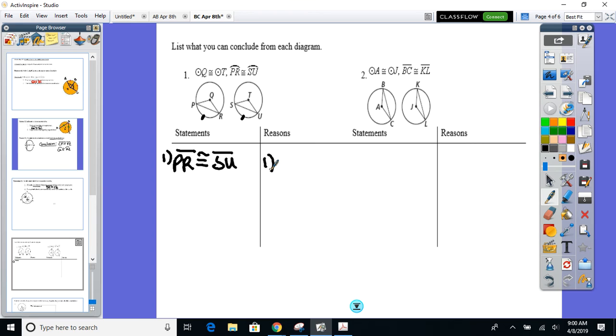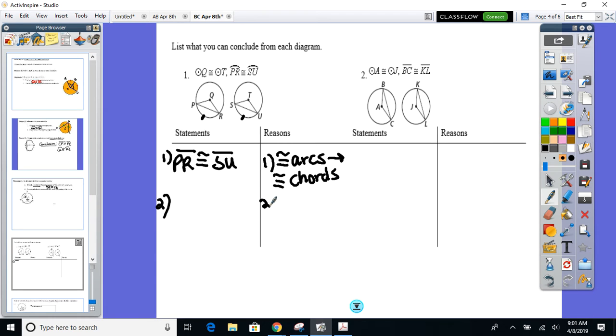They're chords. How'd you know the chords were congruent? Because the what were congruent? So I'm going to start this out by saying congruent arcs, because that's what I was given. Imply congruent, Paige, what you just gave me, congruent chords. And that's what we're going to write in our reasons column. There should be another pair of congruent somethings up here because the arcs are congruent.